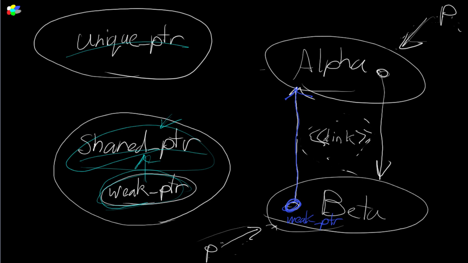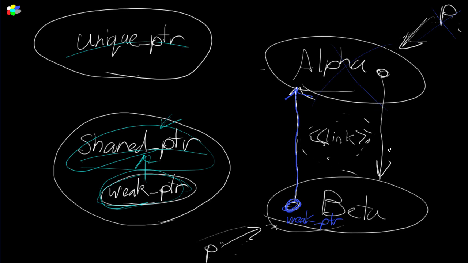So the solution to this problem, you might have guessed it, is to use a weak pointer. So we can break the cycle by replacing one of the shared pointers with a weak pointer. And the difference between a shared pointer and a weak pointer, well, there's a bunch of differences. The main one is that it will not keep alpha alive. So now when we destroy this, alpha will also be destroyed.